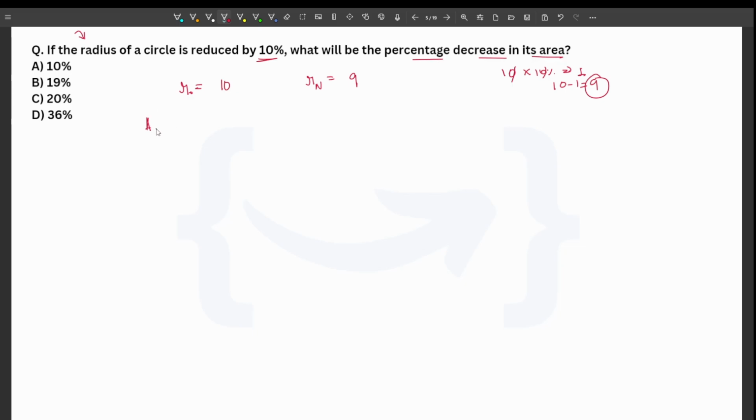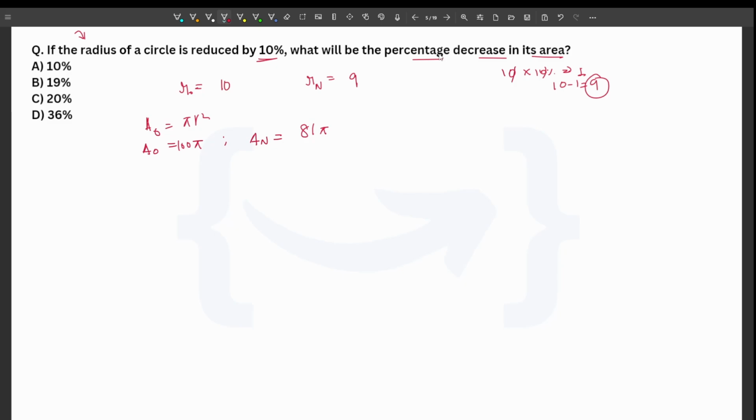So area of a circle, we all know, is pi r square, isn't it? So the old area is pi times 10 squared, which is 100 pi. And my new area is pi r square, 81 pi, isn't it? Because 9 square is 81. So we have this. Now, what will be the percentage change?